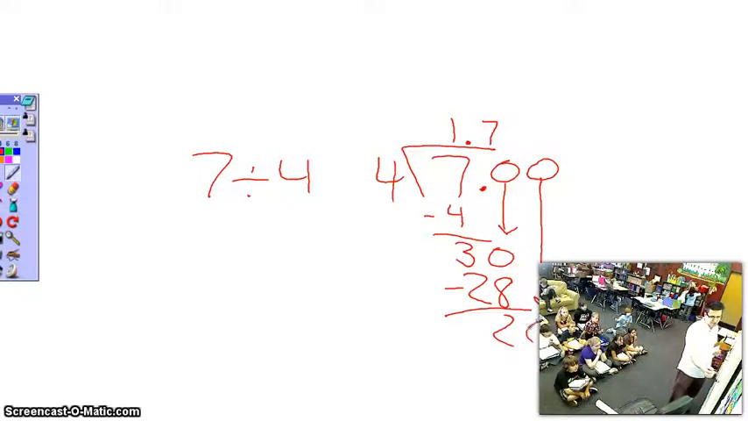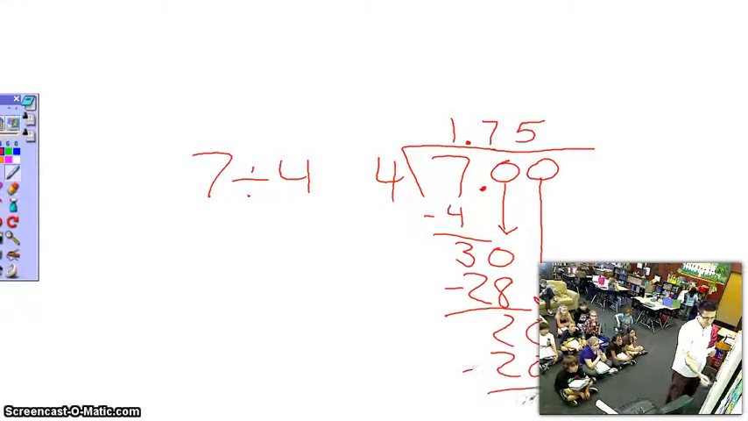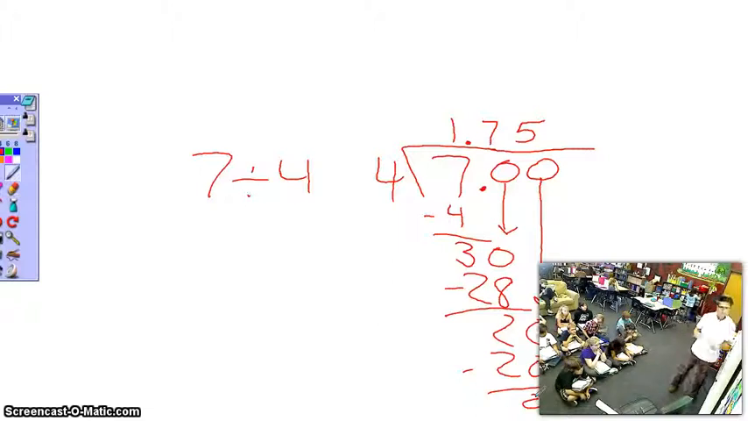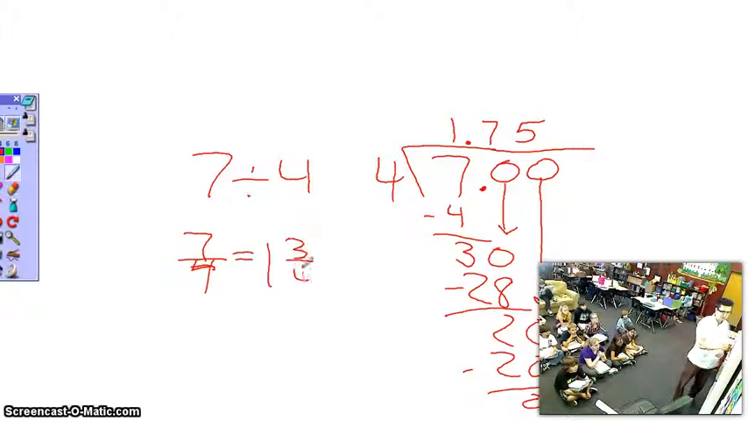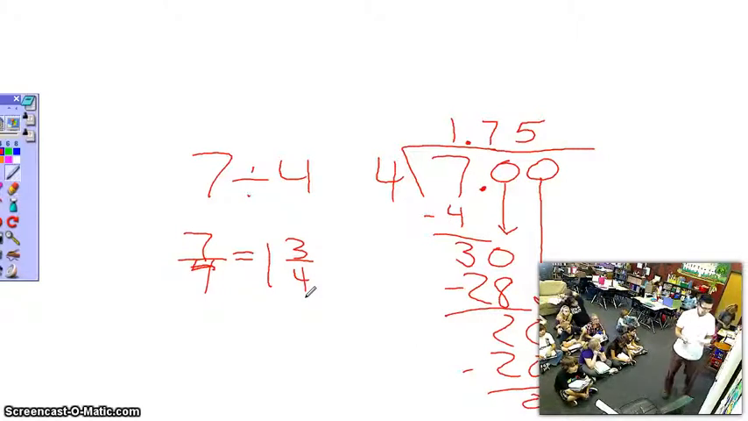We can do this all day long. 4 goes into 20 how many times? 5. And it goes in evenly, of course. So the answer is 1.75. I want you to understand the relationship between that answer and what you already know how to do. And that is this. You already know how to do 7 divided by 4 like this, which is equal to 1 3/4. Right? Well, look at that answer and look at 1.75. See how those are basically the same thing? 1.75 and 1 3/4.